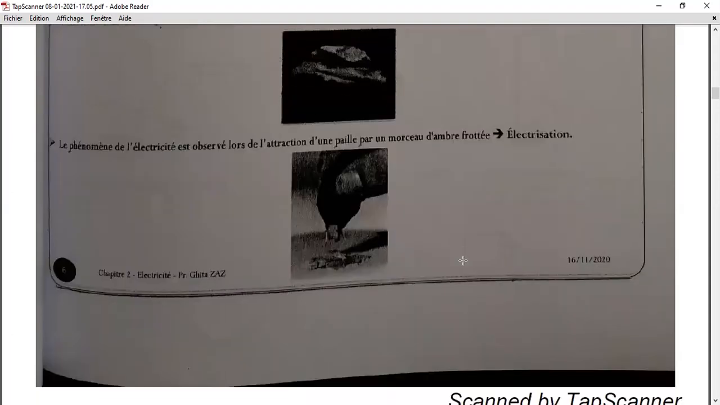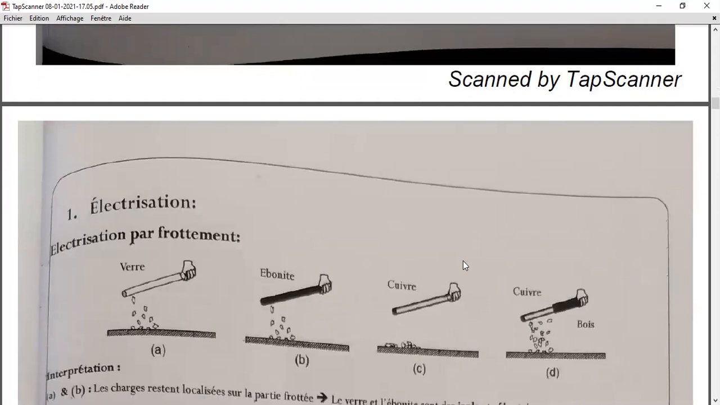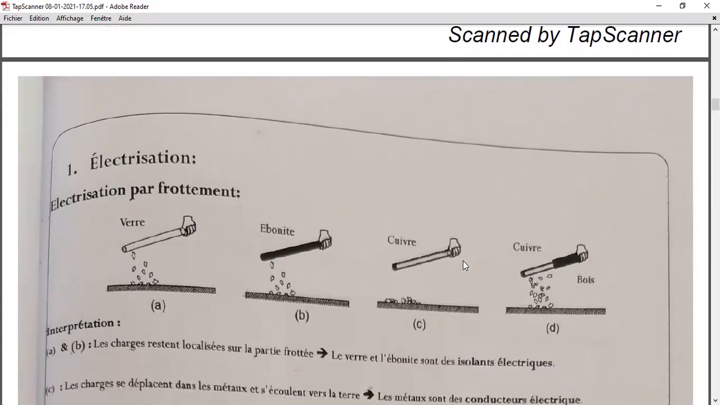From there they did a lot of experiments to really know what was happening, because at first, when they saw this, they couldn't really understand it. Why, after we rub something, do we see some attraction? What's really happening? That was the question they needed to solve. So they did some experiments to see what was causing this attraction.